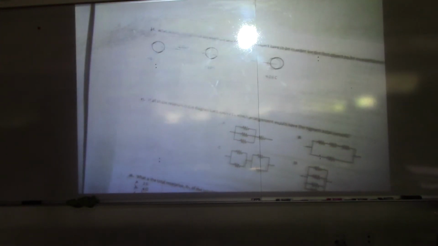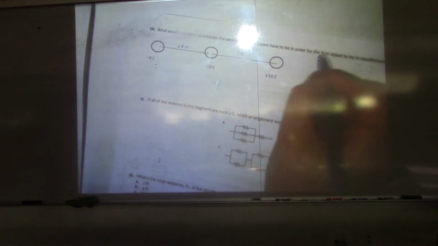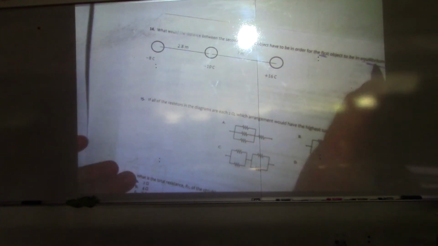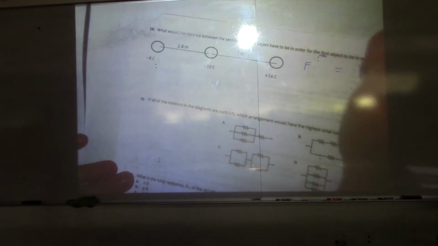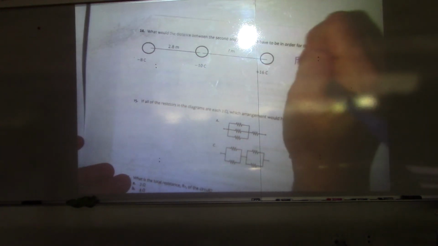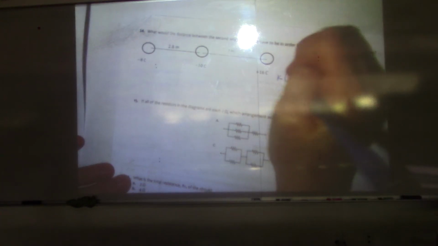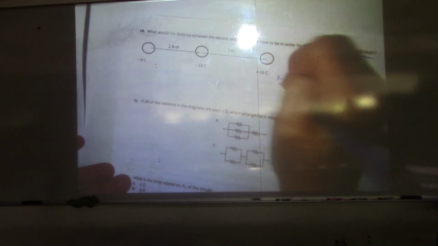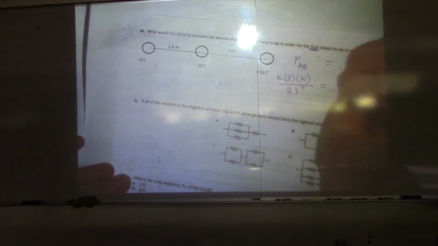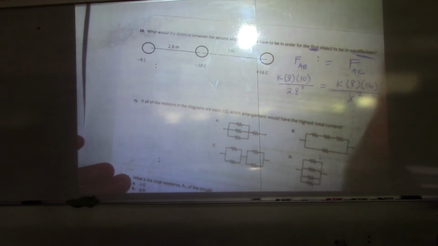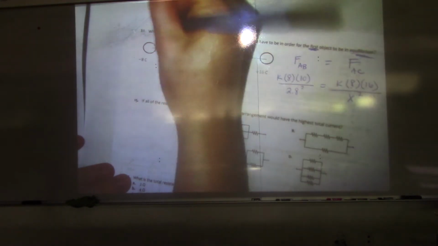Distance between the second and the third in order for the first to be in equilibrium. So as soon as you see equilibrium, you should set the forces equal to each other. I want the first object in equilibrium, so that would be AB and AC. And now we plug in K. AB is 10 over 2.8 squared equals K, A is 8 times 16 over, I'm going to call it X squared. But notice this is going to be the distance from A to C, so that's like my X.